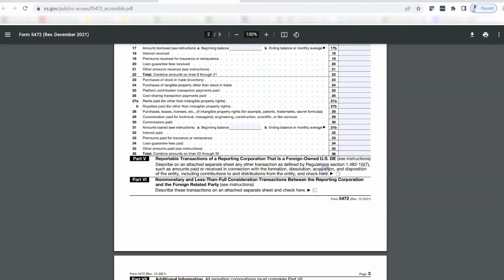So for example, the IRS listed transactions such as the amount paid or received in connection with the formation, dissolution, acquisition, and disposition of the LLC. It also includes contributions you made to the LLC and distributions or draws or transfers you made from the entity. So if you have any of these transactions, the instruction tells you to check this box and to attach a separate sheet to describe all the transactions you have that fall within the categories we've mentioned here.